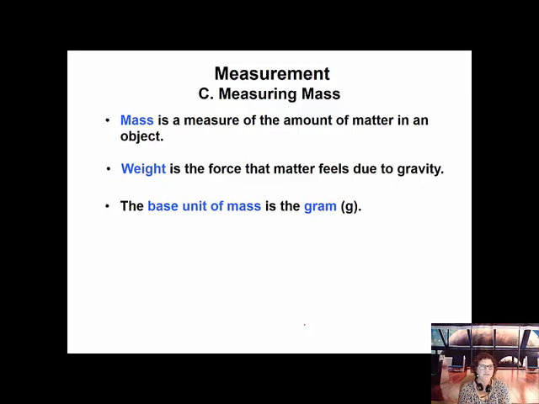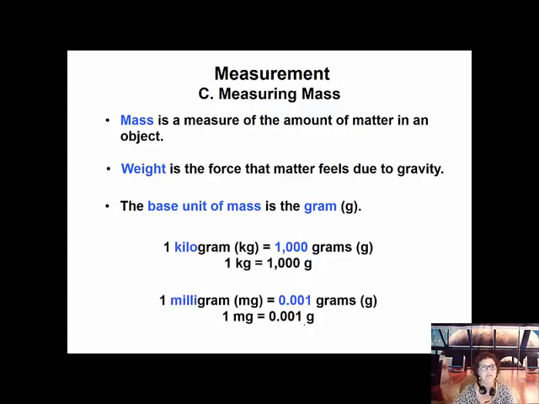That's why if you've ever seen those old movies of the astronauts on the moon and they're skipping way high and all that, that's because they don't have much weight to them. They still have the same amount of matter, so they still have the same mass, but they have less weight when they're on the moon.